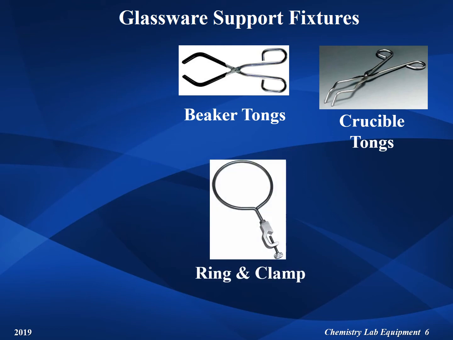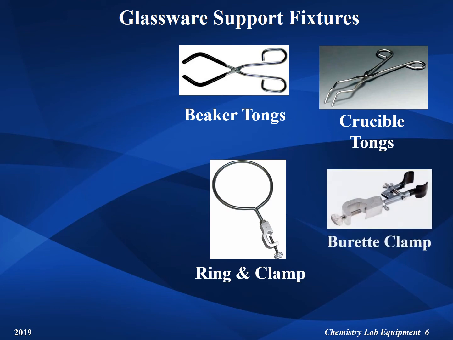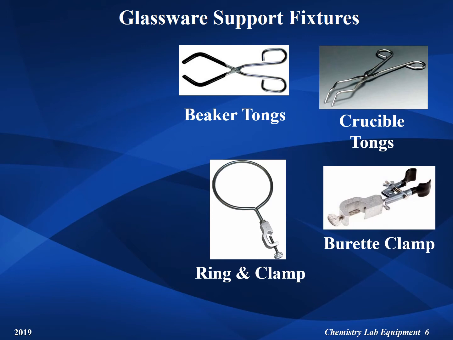Rings are used to hold beakers, boiling flasks, or Erlenmeyer flasks in preparation for heating with a Bunsen burner. The clamp is used to mount the ring on a ring stand and adjust it to the desirable height. Sometimes a square piece of wire gauze or a triangle is used to hold the flask or beaker. The burette clamp is used to hold a burette in the proper position on a ring stand.